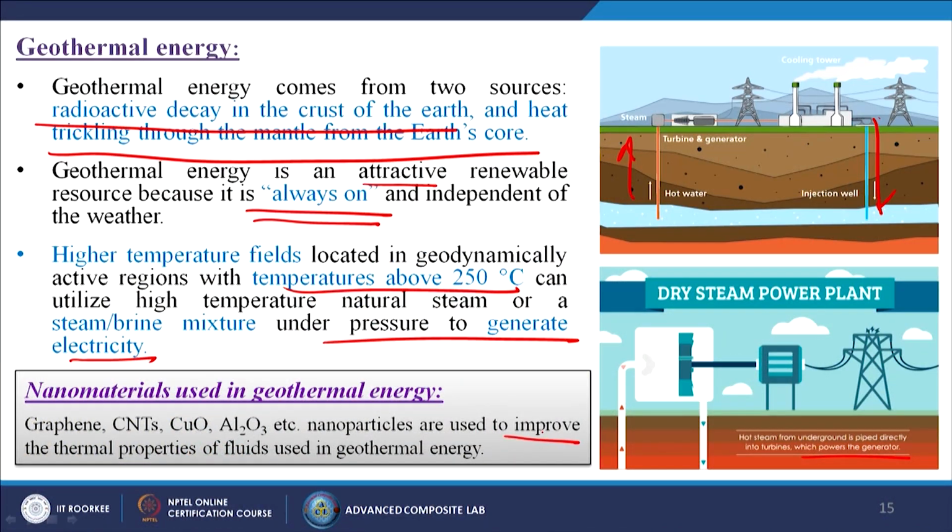Now, what kind of materials? Basically graphene, carbon nanotubes, copper oxides, alumina, etc. nanoparticles are used to improve the thermal properties of fluids used in geothermal energy. So, whatever water we are injecting inside, we are introducing this kind of nanofillers into the water system, so that it can capture more heat energy from the earth, and not only that, it can withstand that temperature for a longer time, so that the hot water will be very heated up and able to generate steam, so that continuously we can generate the electricity.